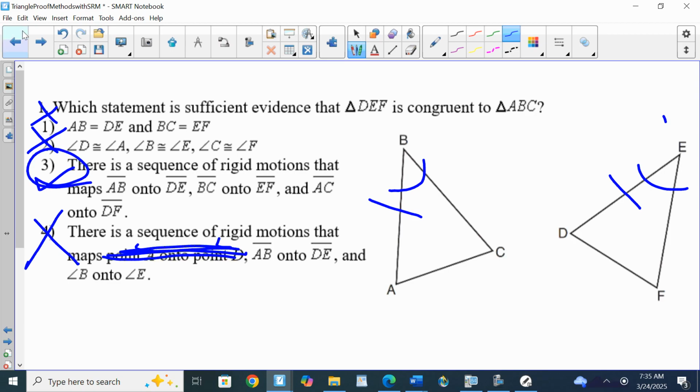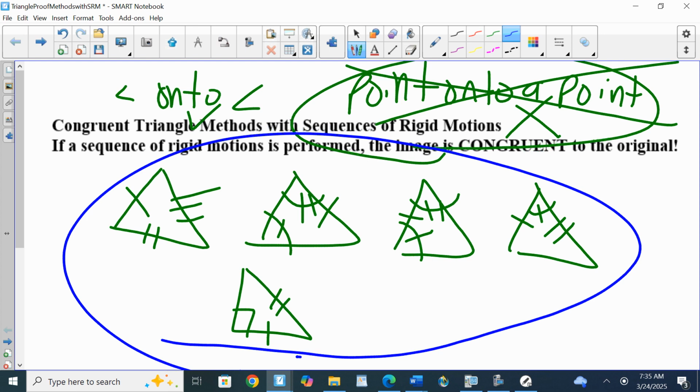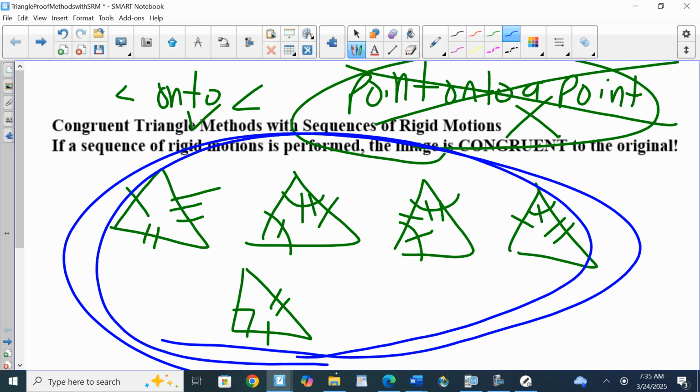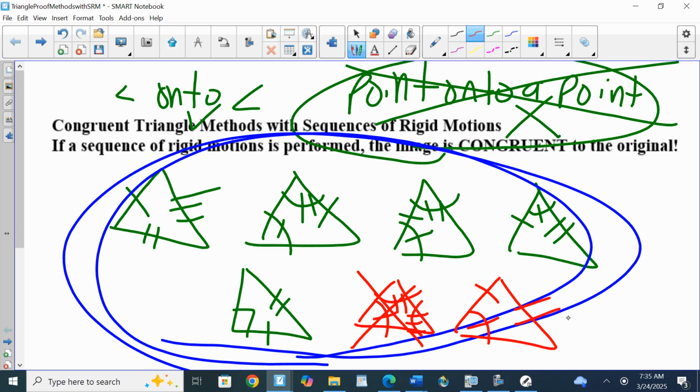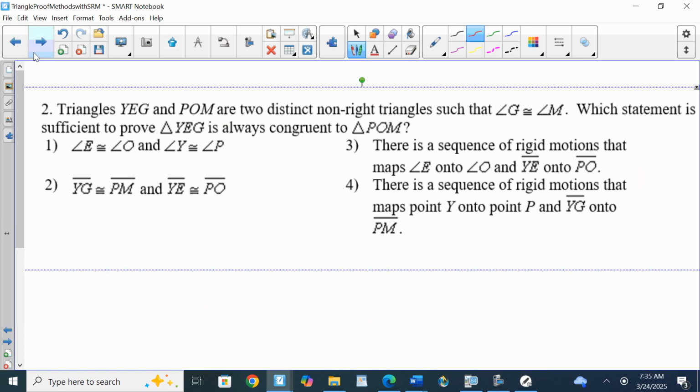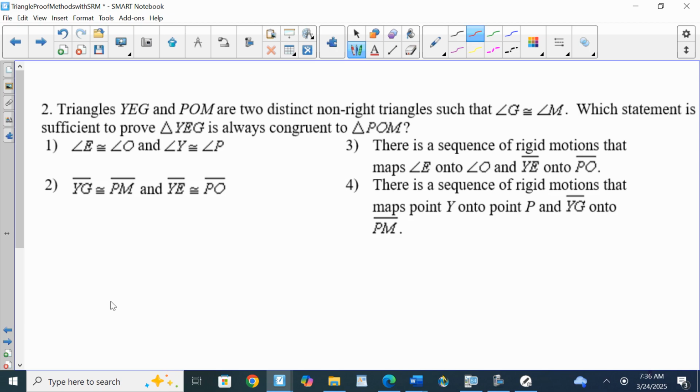So I need to end up with one of these 5. Again, what doesn't work? AAA doesn't work, and ASS, an angle with 2 sides where this angle is not in between them, does not work unless it's a right triangle, in which case it's HL. So let's just take a look at one more. Drawing a picture will be helpful here.